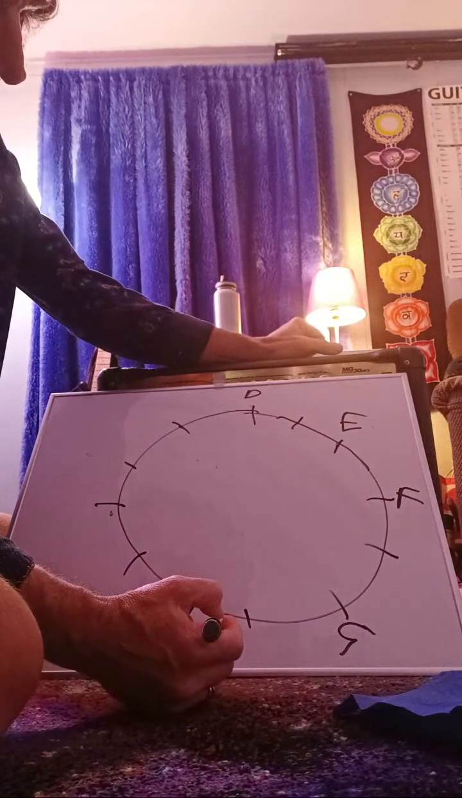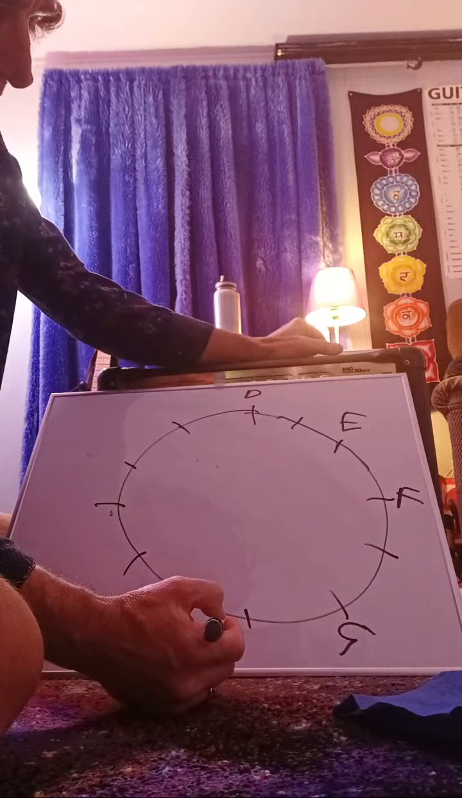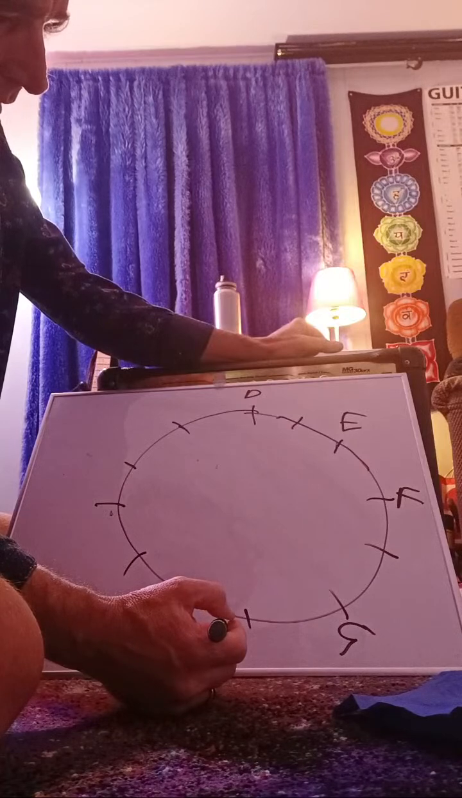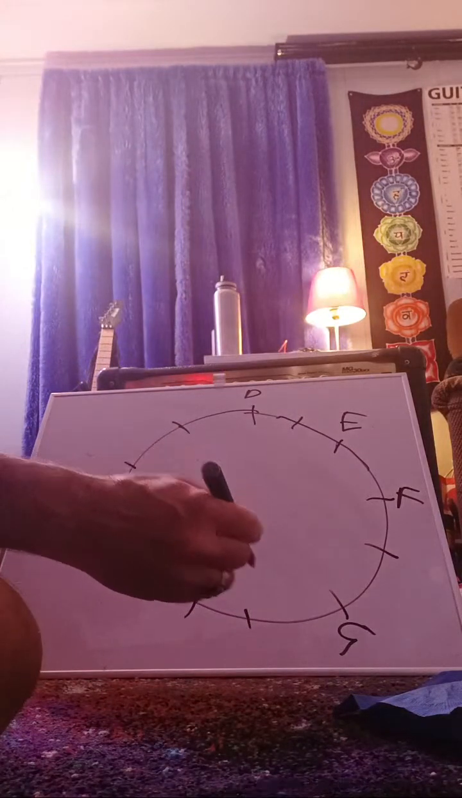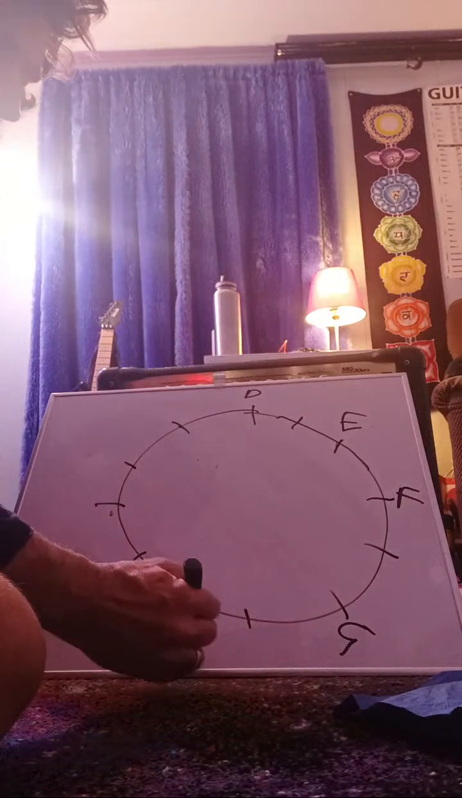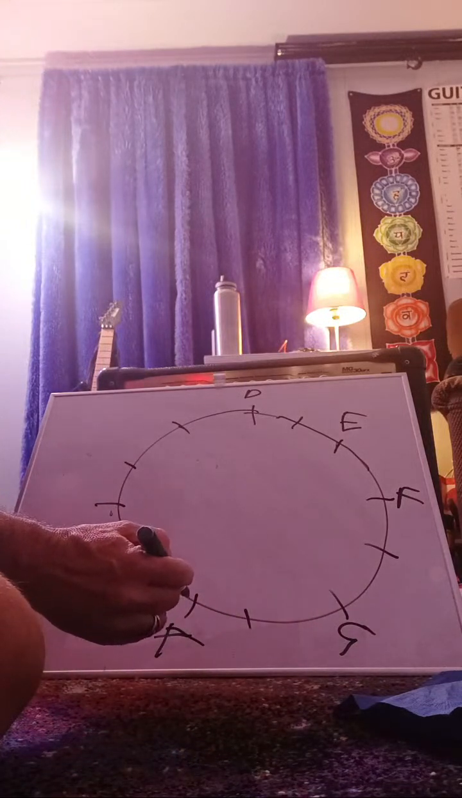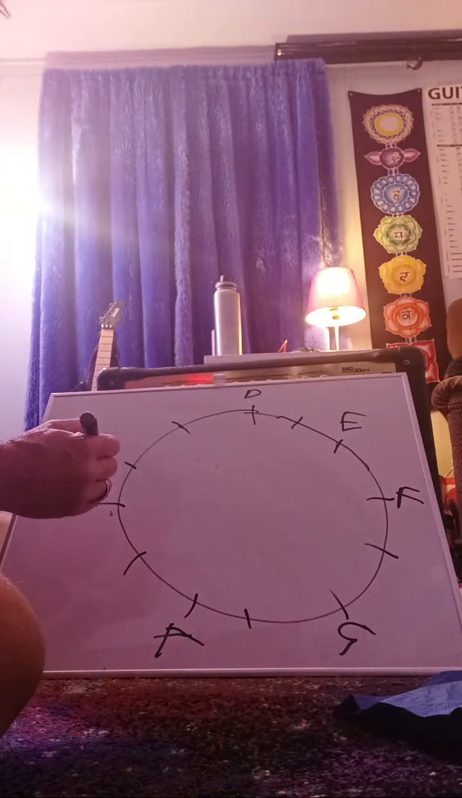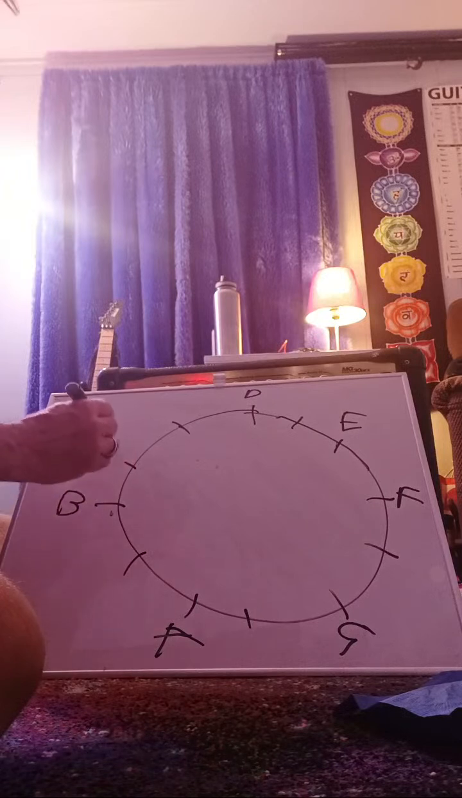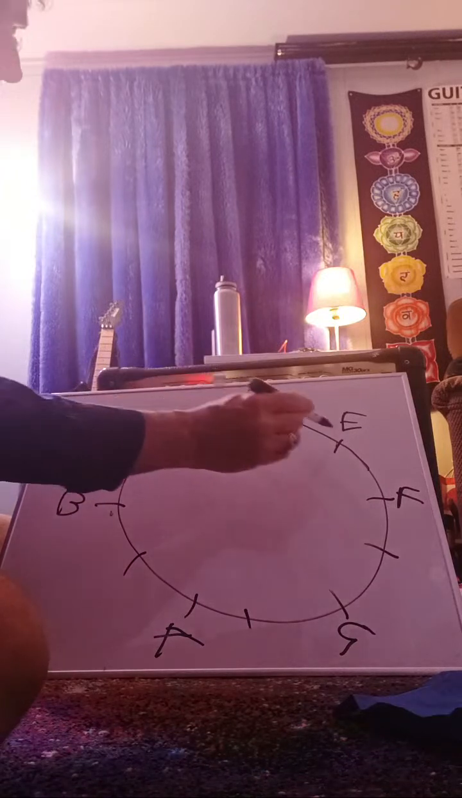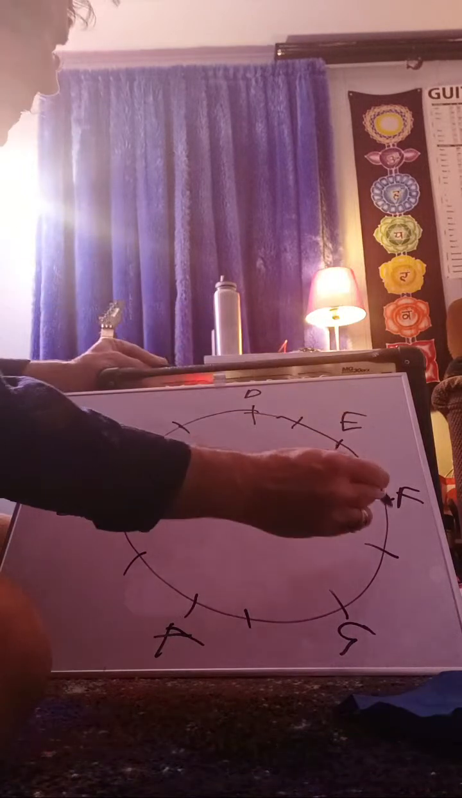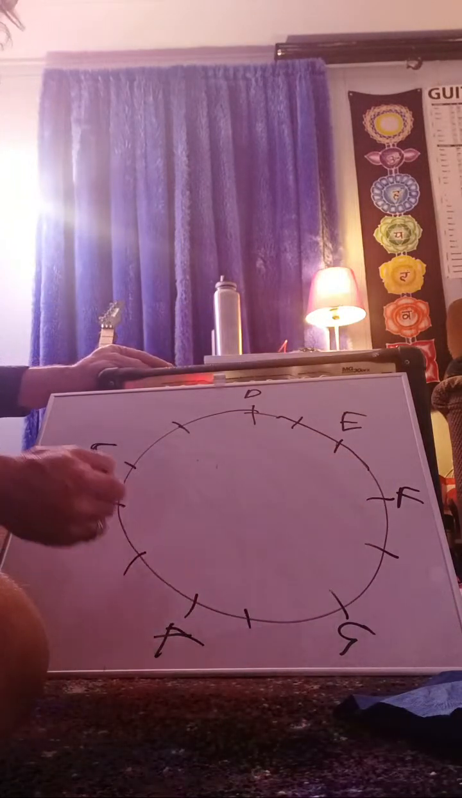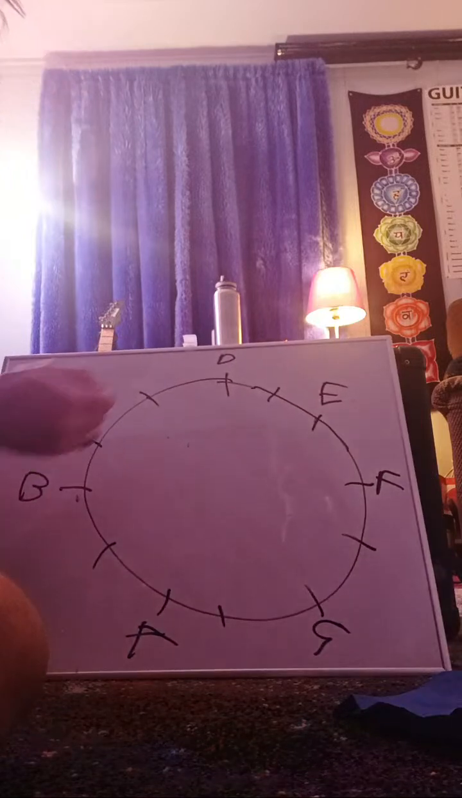Let me think, I get this right. Yes. Then a whole step above G would be A. A whole step above A would be B, and a half step above B would be C. So I have D, whole step higher E, half step higher F, whole step higher G, whole step higher A, whole step higher B, half step higher C, and whole step higher D.